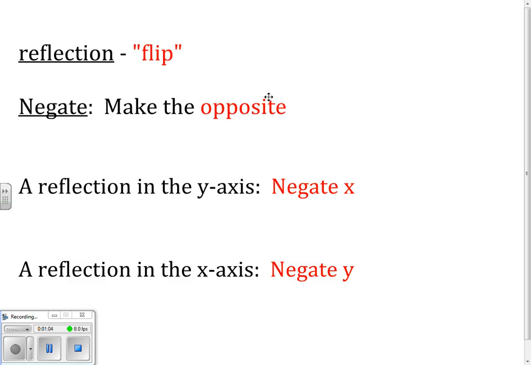A reflection is a flip. If you look in a mirror and compare what you see versus what is actually there, it's completely flipped from reality. In order to do that in math, we make it the opposite by negating. If you want a reflection in the y-axis, you need to negate x. If you want a reflection in the x-axis, you need to negate y, which is easy to remember because, again, it's opposite. You make opposite the opposite variable.